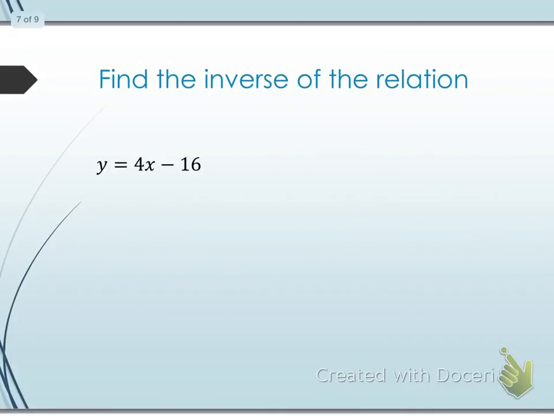Okay, so we're going to flip-flop them, x, y. To get y by itself, we're going to add 16. So I got 4y equals x plus 16. Divide everything by 4 to get y equals x over 4 plus 4.